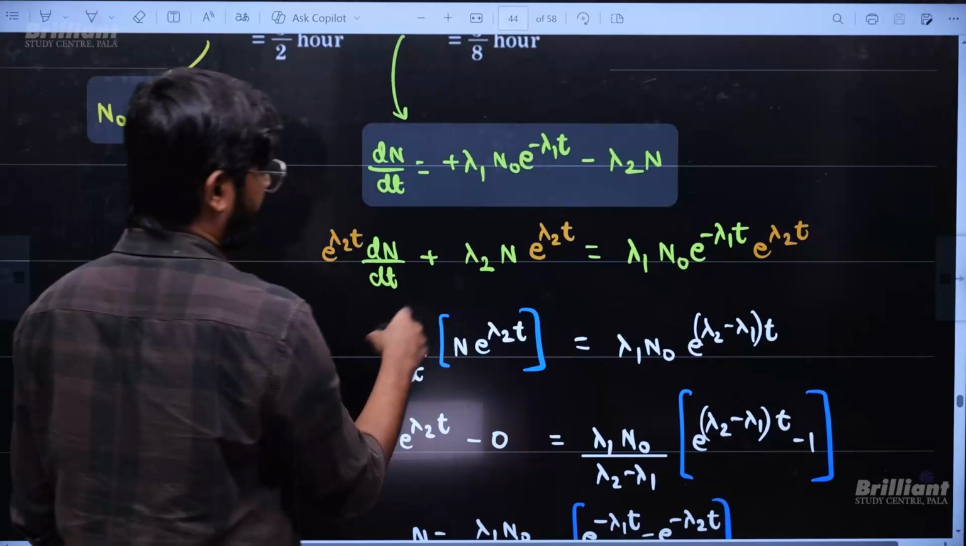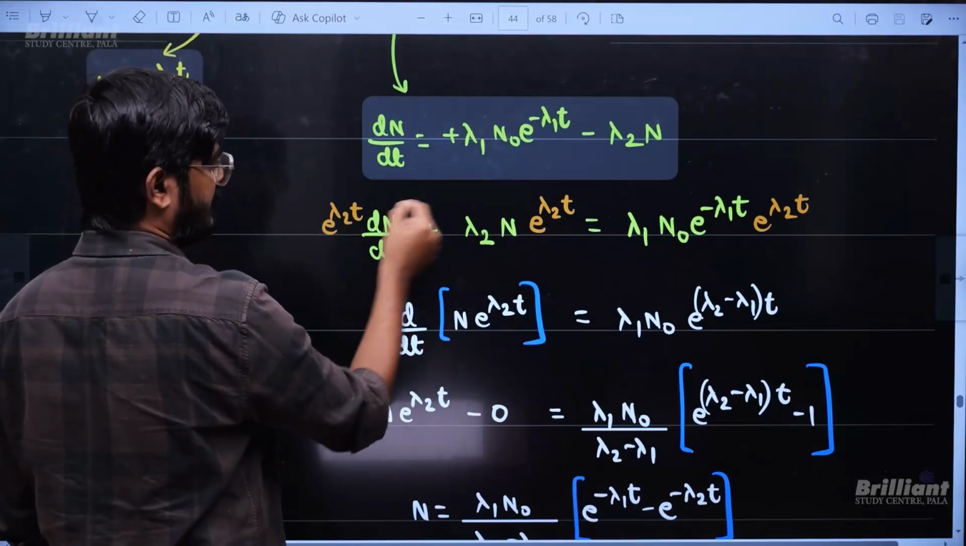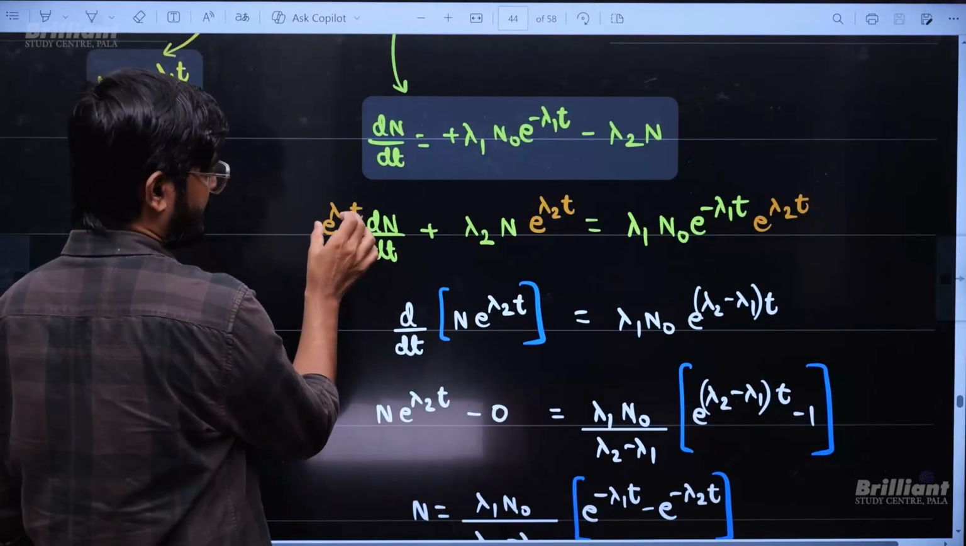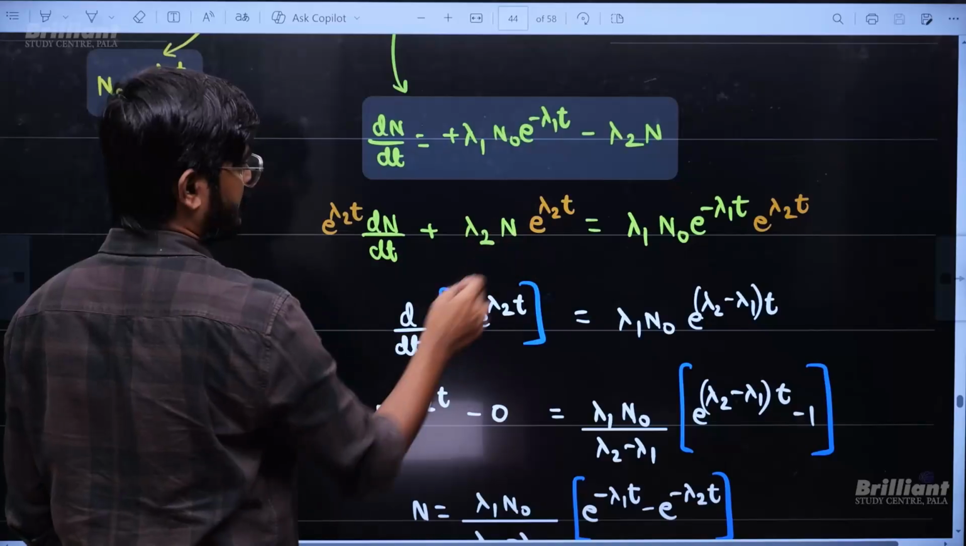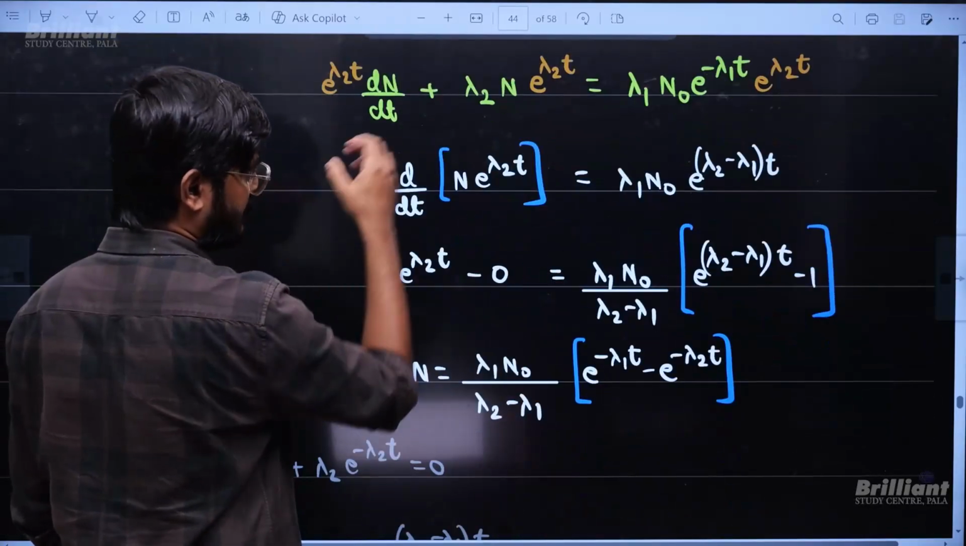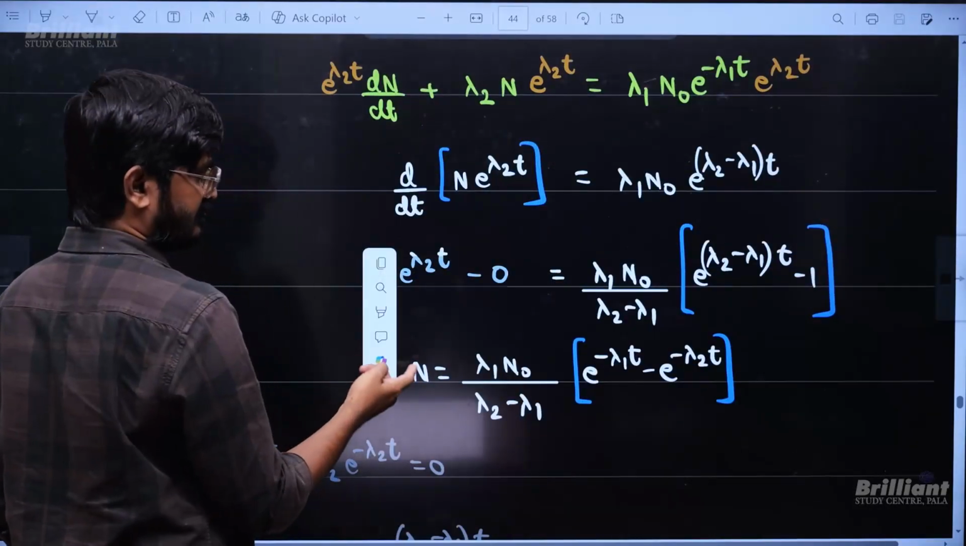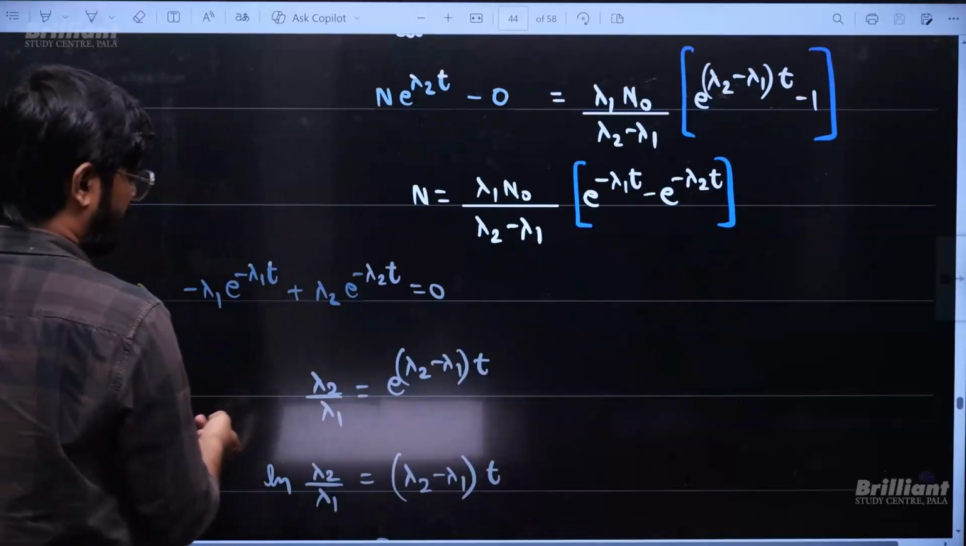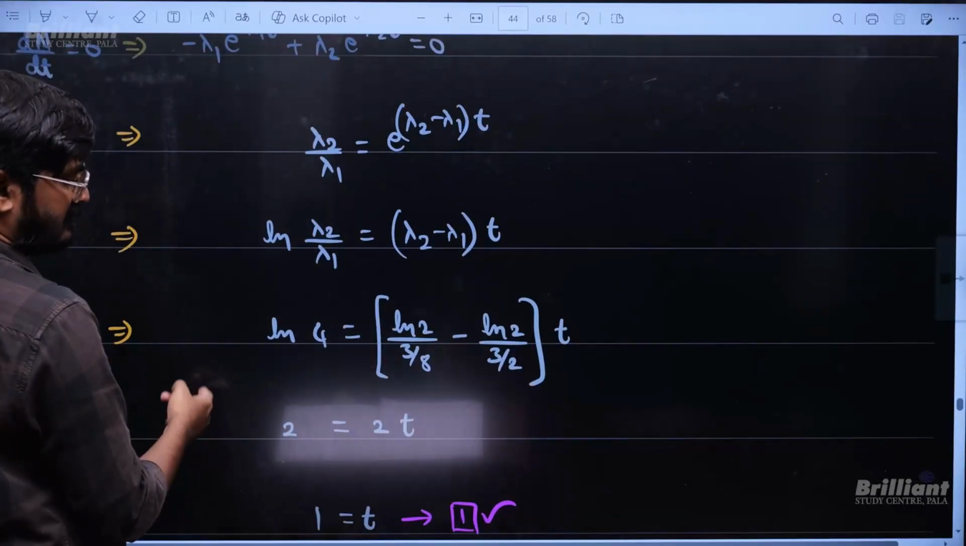If you understand, there is lambda 2 here. If you multiply with e power lambda 2t, you should understand this differentiation will turn out to be this much. Then you can club them and you can integrate it. The same idea: it's again the maximum, you can differentiate it and make it equal to 0.